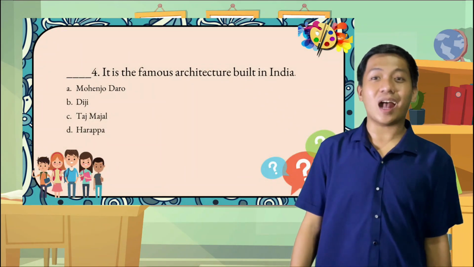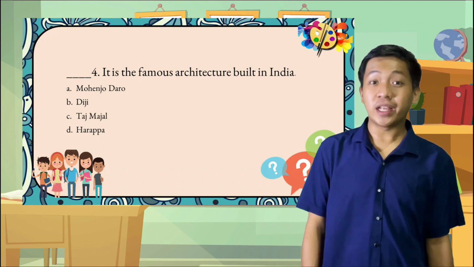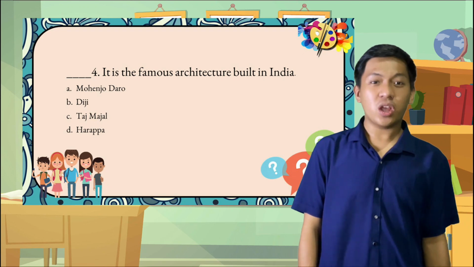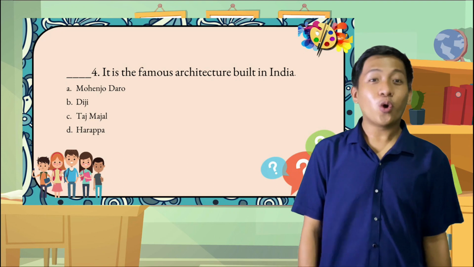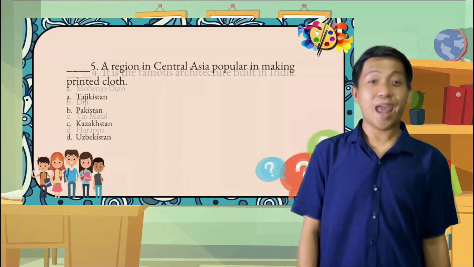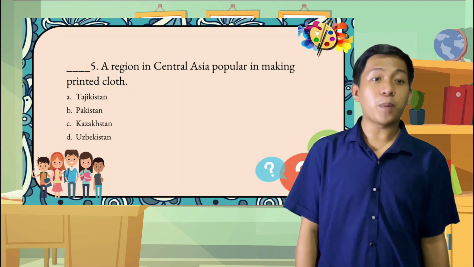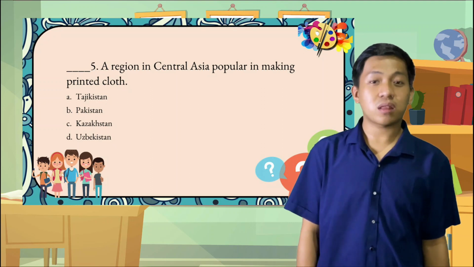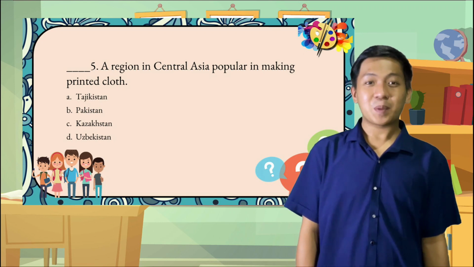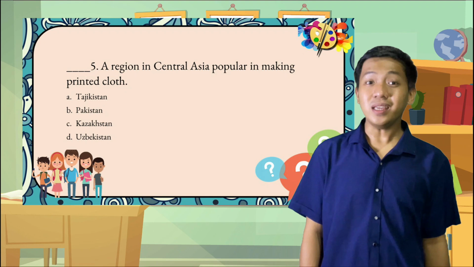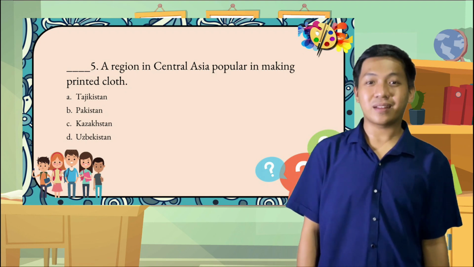It is the famous architecture built in India. A. Mohenjo-daro, B. Kotdiji, C. Taj Mahal, or D. Harappa? And number 5, a region in Central Asia popular in making printed cloth. A. Tajikistan, B. Pakistan, C. Kazakhstan, or D. Uzbekistan.